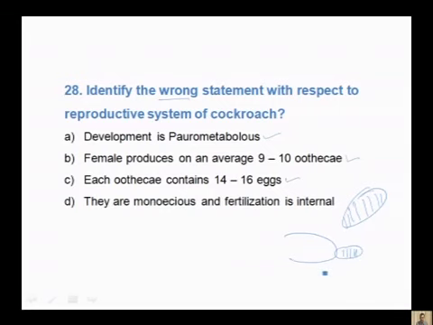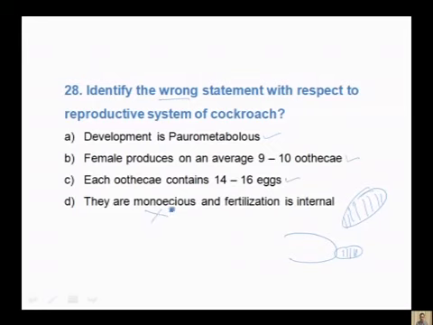Female cockroach usually carries the ootheca which consists of eggs. 14 to 16 eggs are present. Options A, B and C are correct. Look at option D. They are monoecious and fertilization is internal. Cockroach is not monoecious, it is dioecious, nothing but unisexual.